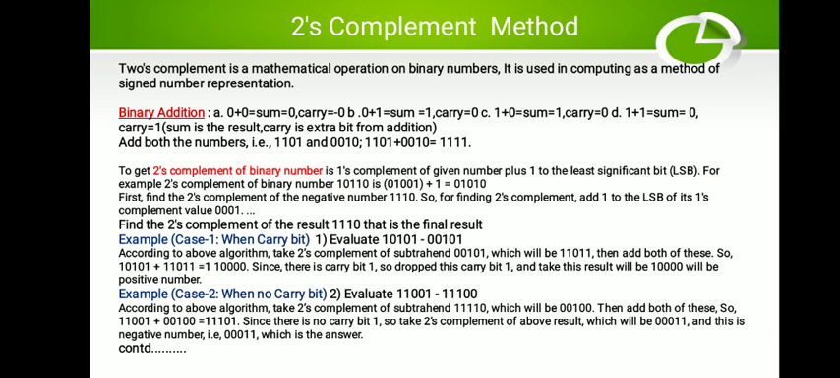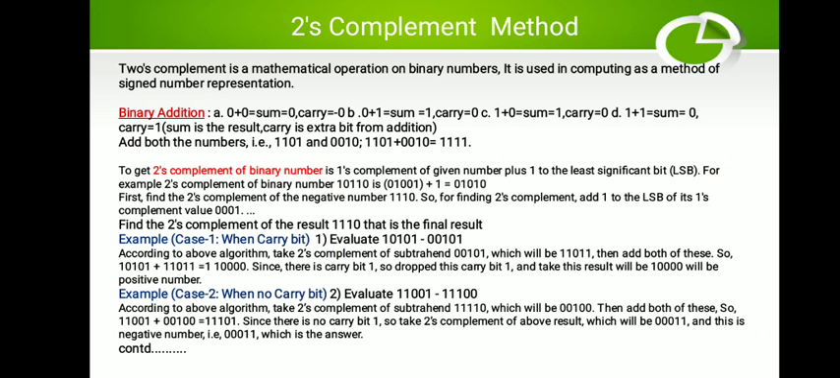So what is the procedure? Always we take the 2's complement of the second number. What is the second number here? 0 0 1 0 1. So finding the 2's complement, what is the procedure? First find the 1's complement. The 1's complement will be 1 1 0 1 0. But the 2's complement will be, add 1 to the LSB or the rightmost bit.